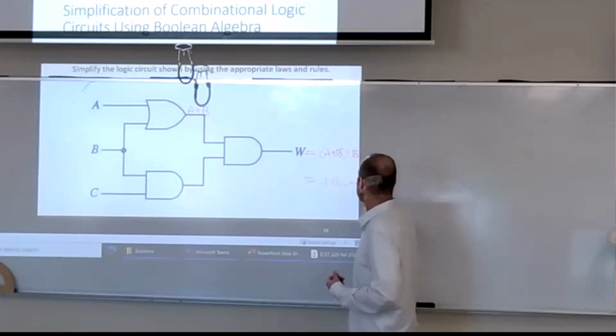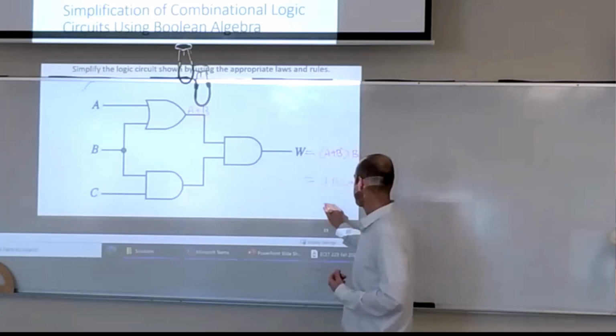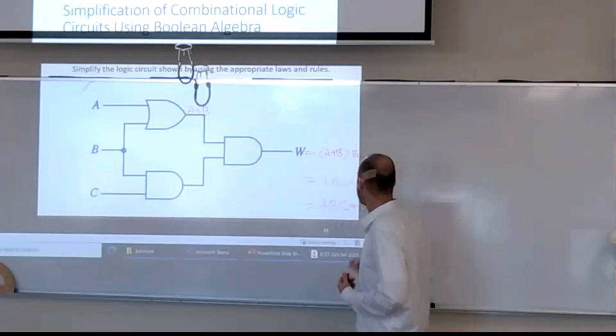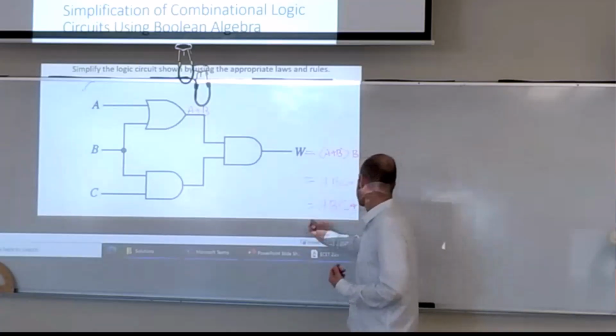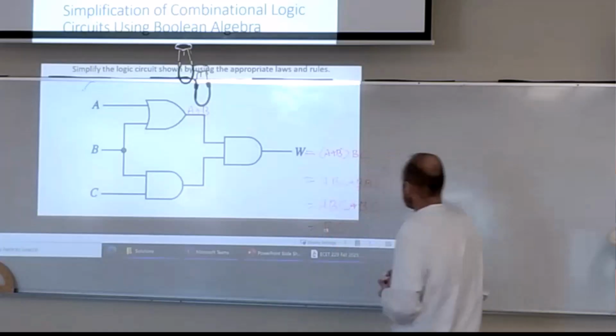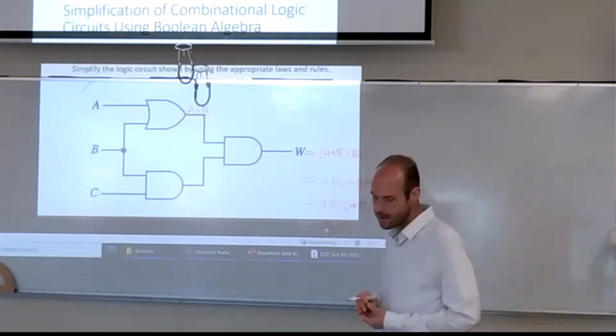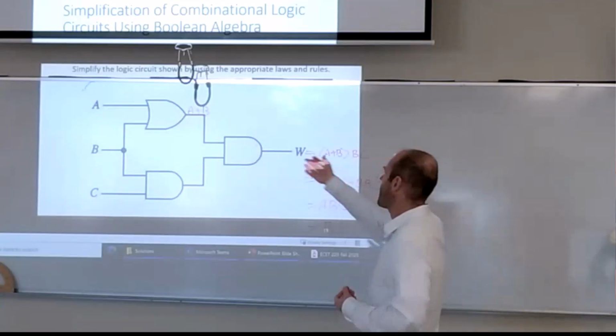ABC plus BBC. The BB just becomes B. We can take the BC back out. So let me write that out: ABC plus BC, plus, take the BC back out. And we have the A plus 1. A plus 1 condenses down to 1, and we're left with just BC as the simplified circuit of this form.